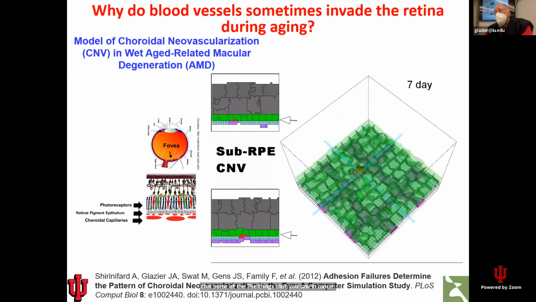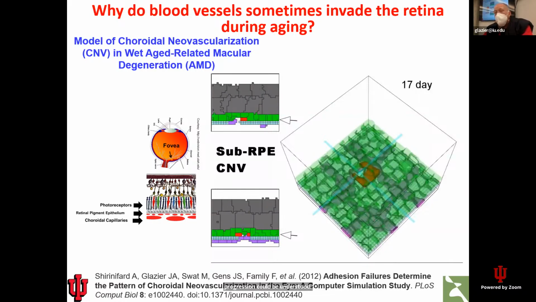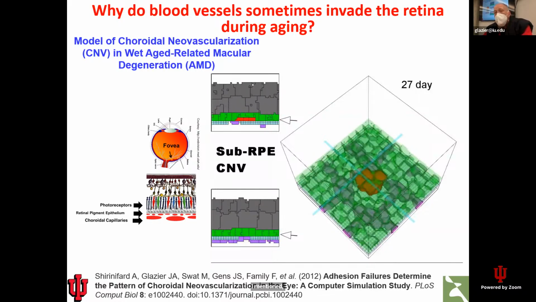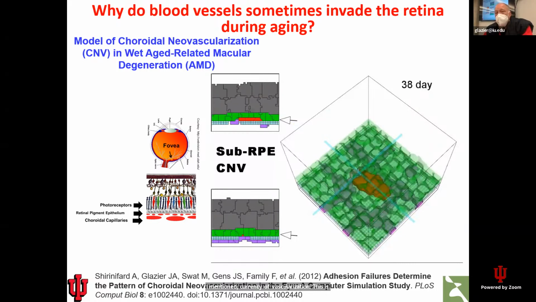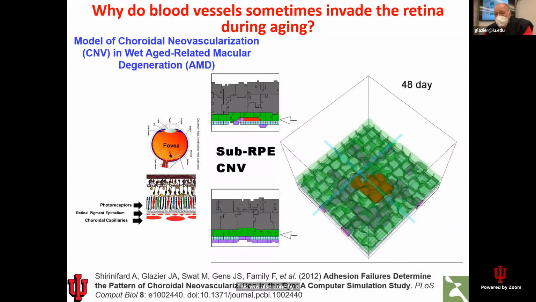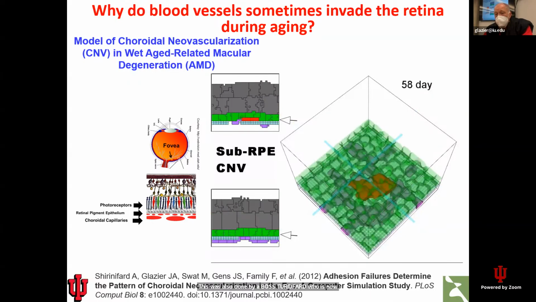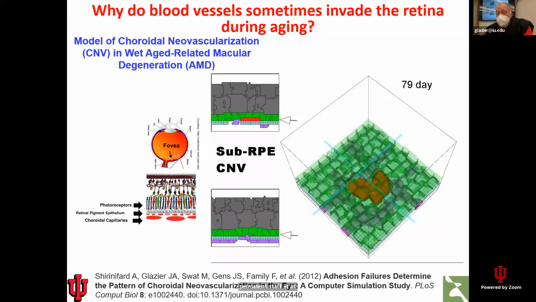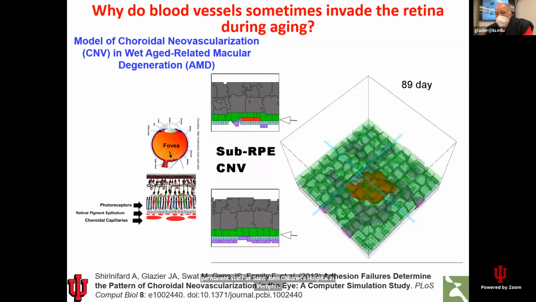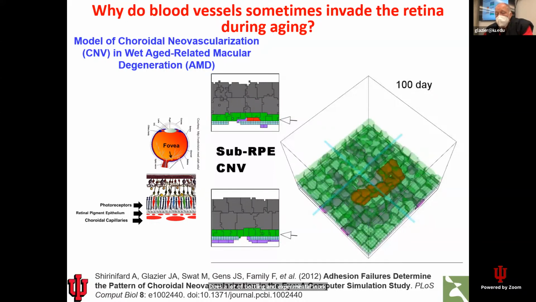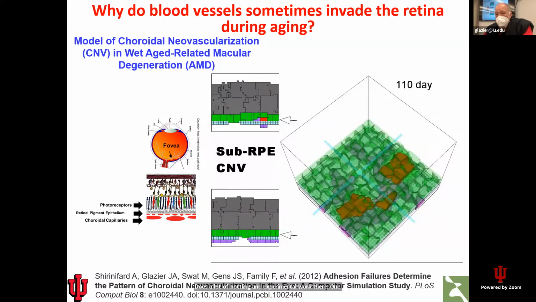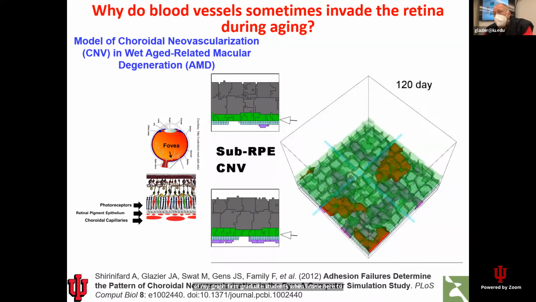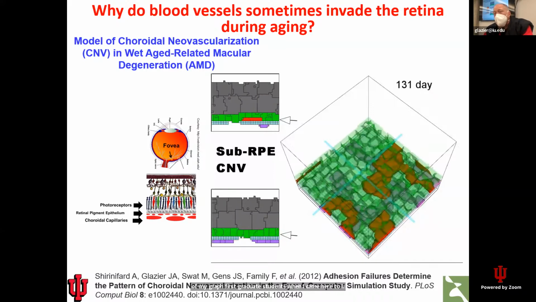I mentioned choroidal neovascularization. This is another vascular simulation. This was also done by Abbas Sharinafard, who's now a permanent staff at St. Jude Children's Hospital in Memphis. Does a lot of modeling and experimental work there. One of my first graduate students when I came here to IU. And he did some really beautiful simulations of angiogenesis.